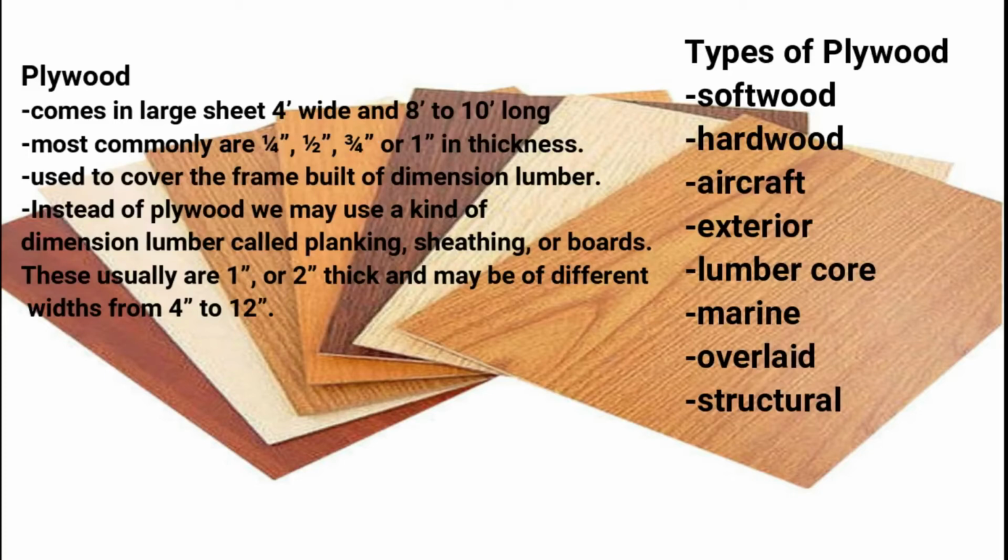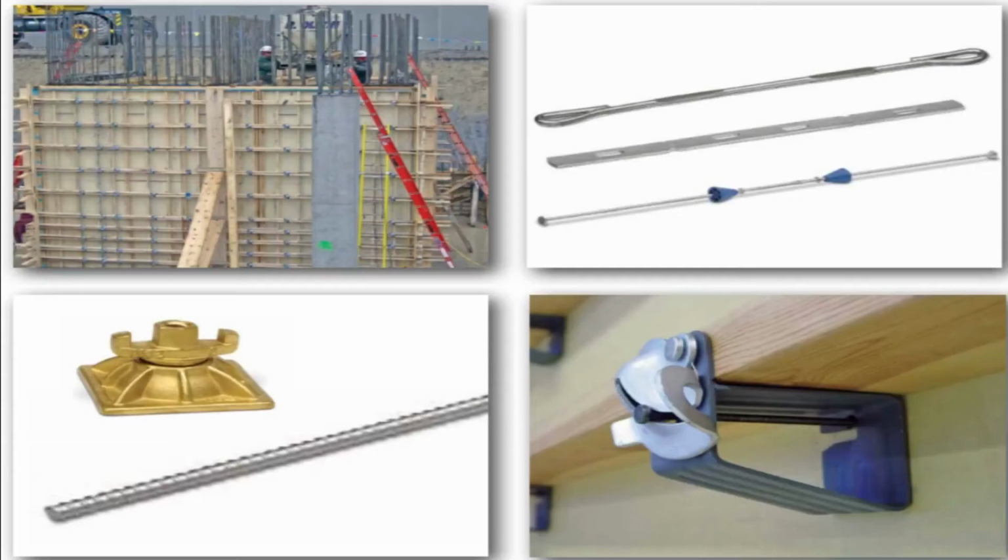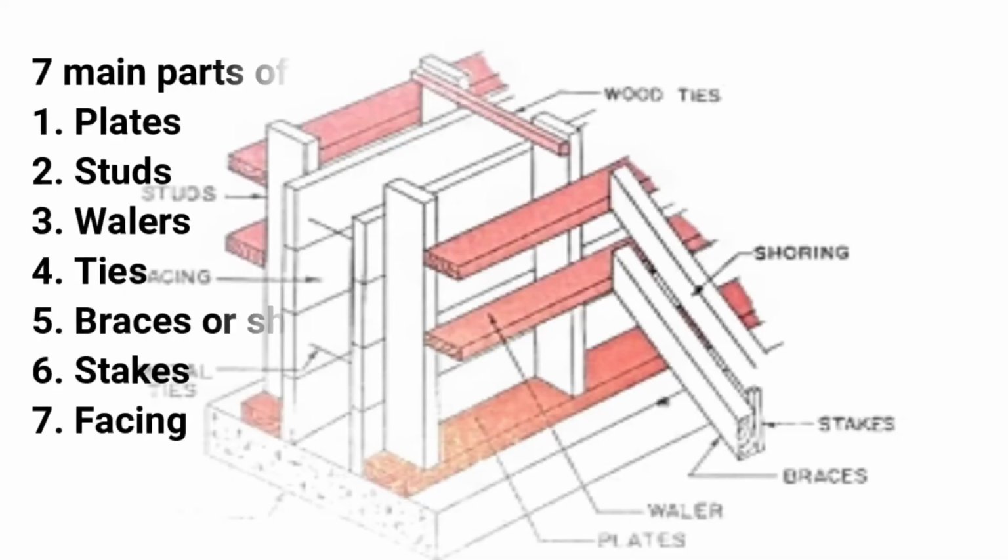Instead of plywood, we may use a kind of dimension lumber called planking, sheeting, or boards. These usually are 1 or 2 inches thick and may be of different widths from 4 inches to 12. Preparing the materials. The first step in building forms is to prepare the materials. The lengths of the pieces of dimension lumber and the sizes of sheets of plywood that will be needed must be measured and cut.